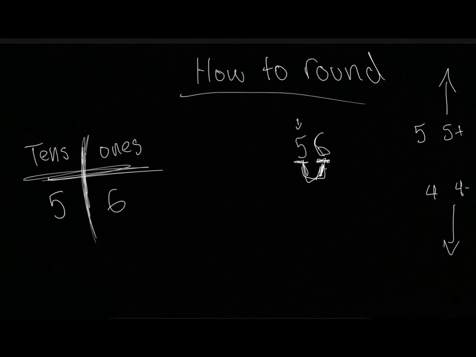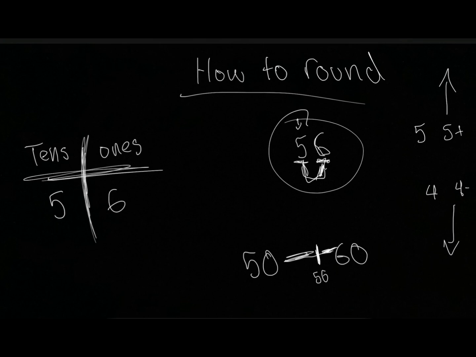So obviously 56 is in between the numbers 50 and 60, and 56 would be about right here. That's just a visual of how to see it on a number line. We can also see here that 56 is closer to 60 than 50. But if you're not using a number line, the way I'm teaching you here is a very good, easy, and fast way of learning how to round.